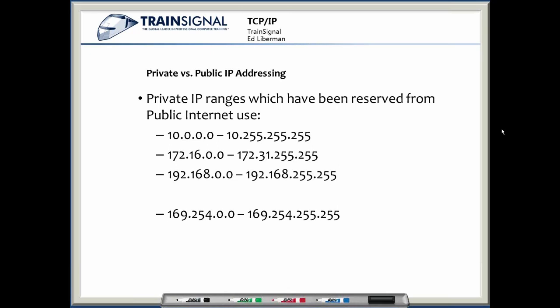But before we do, there is one other range I want to point out, and that is 169.254. This has been reserved for automatic private IP addressing. It's not routable on the internet, meaning you can't be on the internet with it, but it's also specifically reserved for automatic self-applying IP addresses.